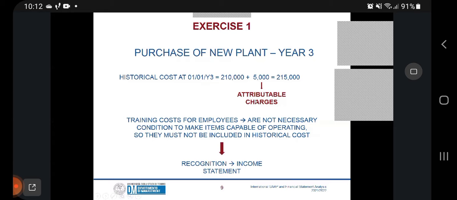The recognition of training costs for employees is always in the income statement, always. You cannot include this amount in the historical cost. Okay.